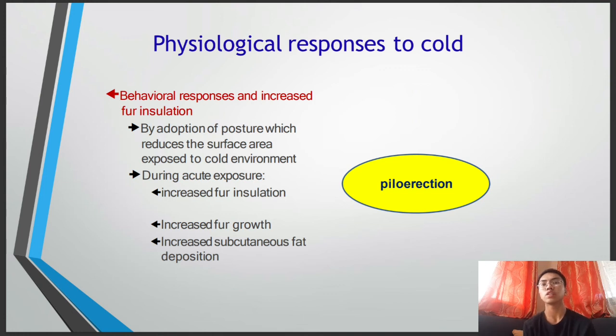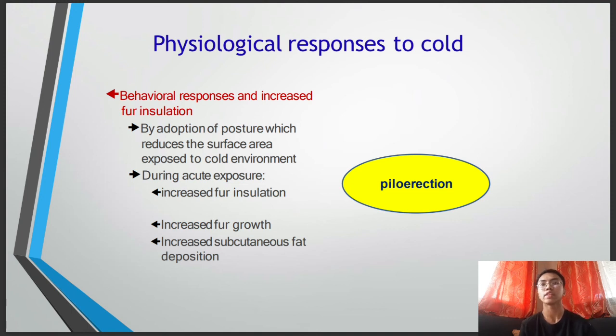Behavioral responses and increased insulation. By adoption of posture which reduces the surface area exposed to the cold environment, and during acute exposure, an increase in insulation. So piloerection minimizes heat loss, primarily to radiation, and makes it possible for animals to compensate for moderate cooling of the environment without increasing metabolism.